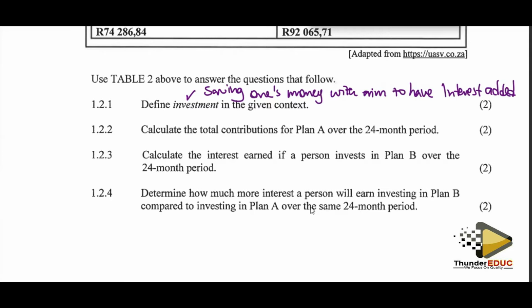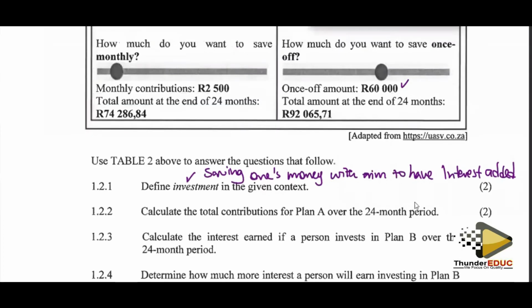You understand? Calculate the total contribution for plan A over a period of 24 months. Let's go to plan A. The monthly contribution is 2,500. So every month you're going to be contributing 2,500 over a period of 24 months, times 24. What do we end up having? We shall end up having 60,000.